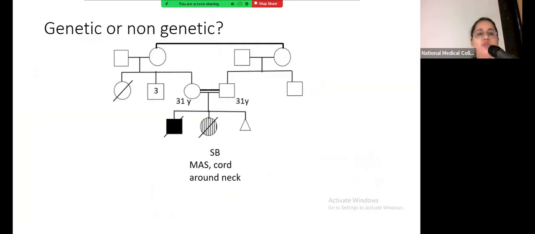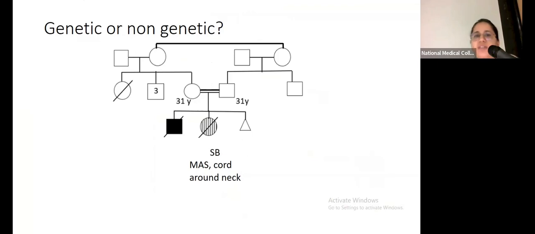Another case I have shown you before we go into representative cases is that many times we think that many common manifestations may not be genetic. We tend to think that this may not be genetic, but in this case we were proved wrong. So this was a consanguineous family. The couple came to us with the demise of one of the children, and this child had stillbirth. There was a history of meconium aspiration, there was a history of cord around the neck, so it actually looked like birth asphyxia must have been the cause of demise in this particular child.